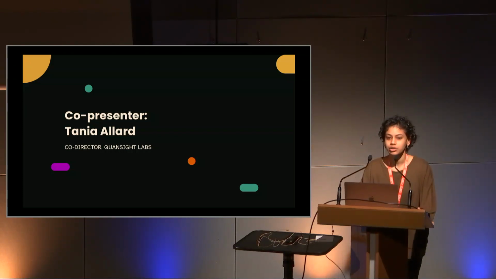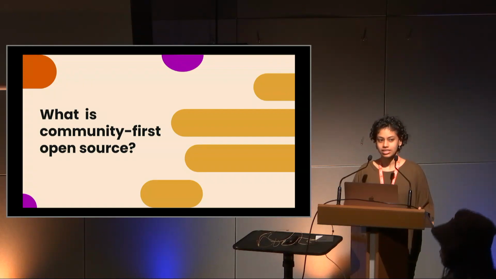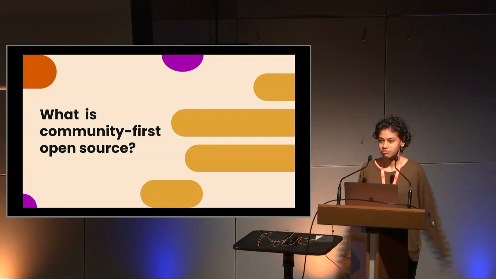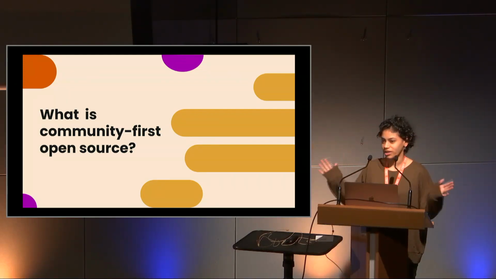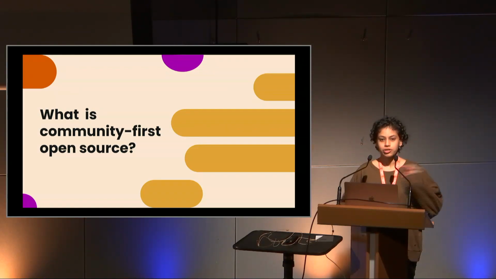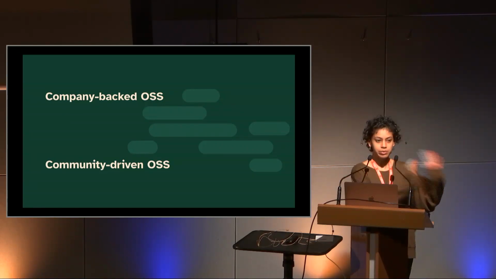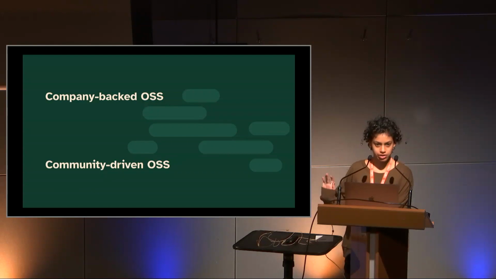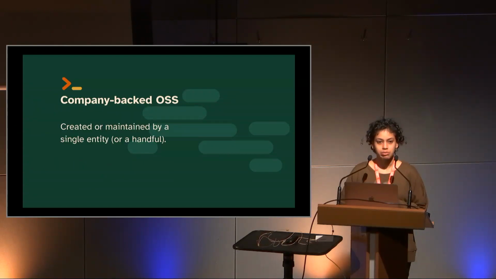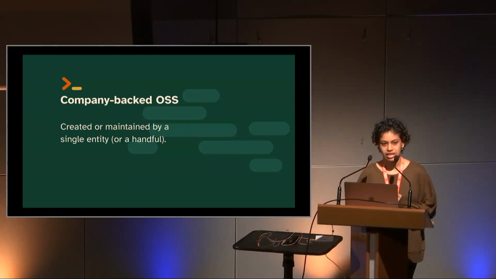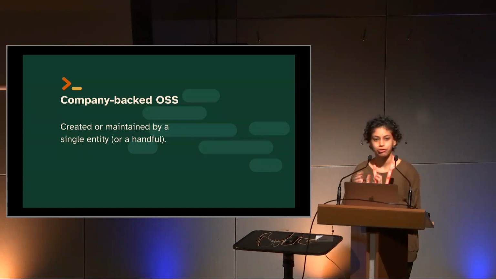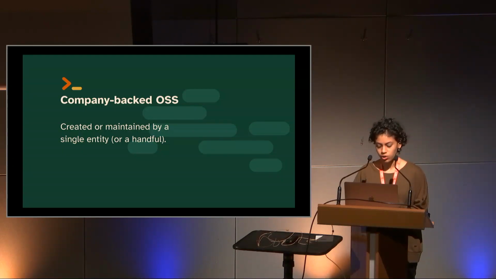OK, so let's start with what is Community First Open Source. Let's think about why I'm giving this talk and start there. For the scope of this presentation, at least, we can broadly classify open source software into company-backed and community-driven. By company-backed, I mean projects that are created and maintained by a single or maybe a handful of companies, organizations, entities, right? And they are the primary stakeholders. They're the ones who make most of the decisions.